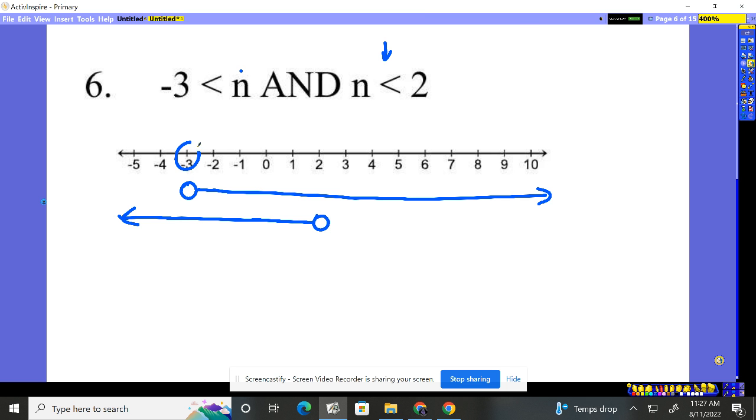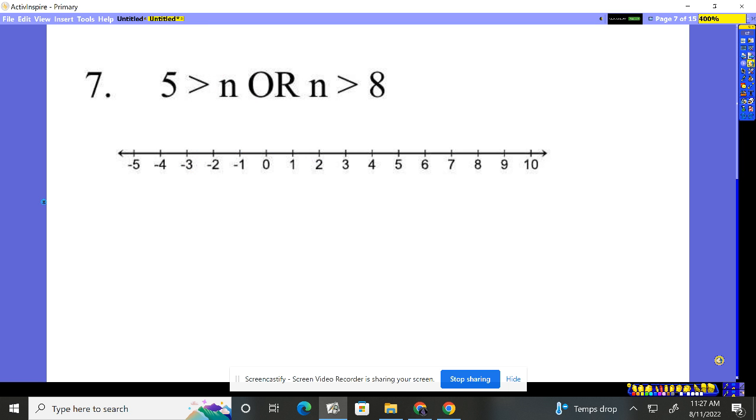So that's going to go from here to here. Those are the numbers right in here from these spots. Those are the numbers they share. For example, 0. 0 would be true here, wouldn't it? 0 is bigger than -3, and at the same time, it's less than 2. So this is the graph that we want.